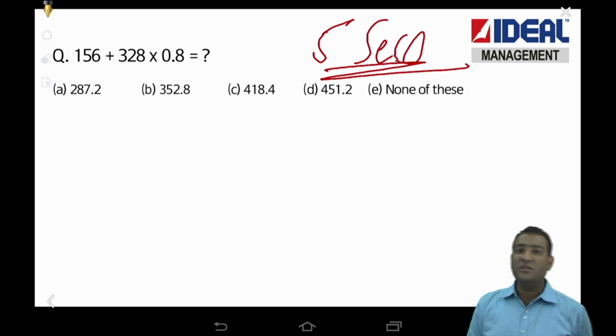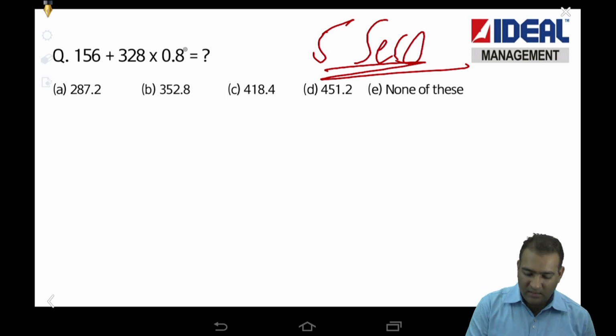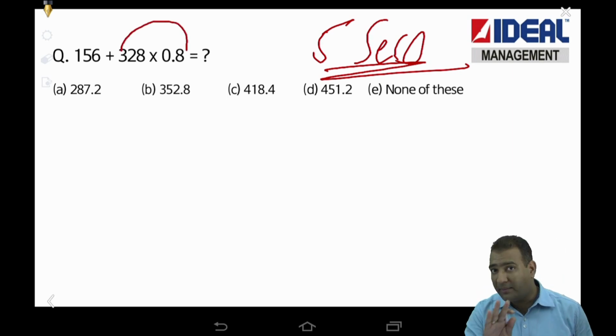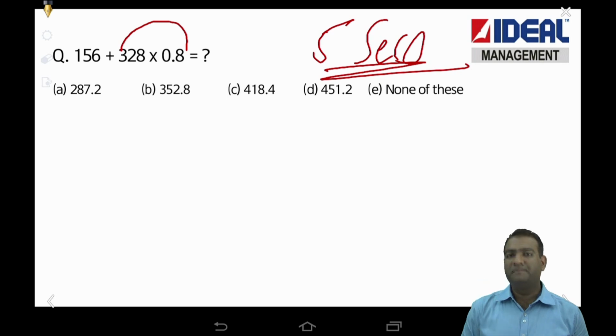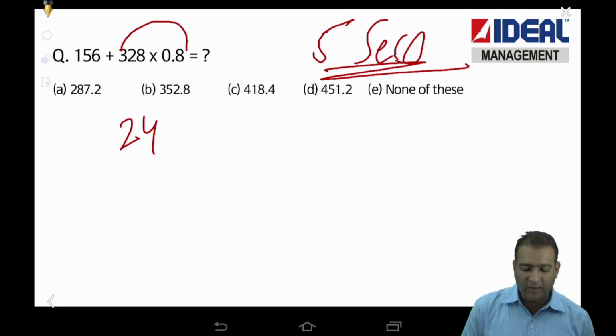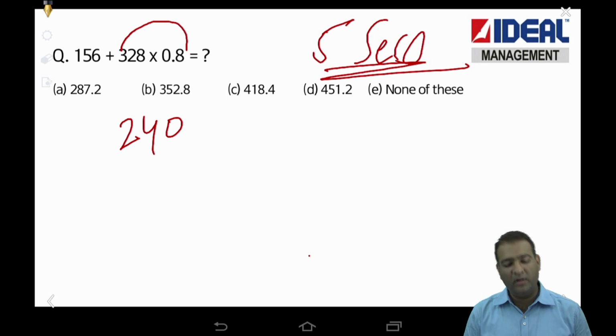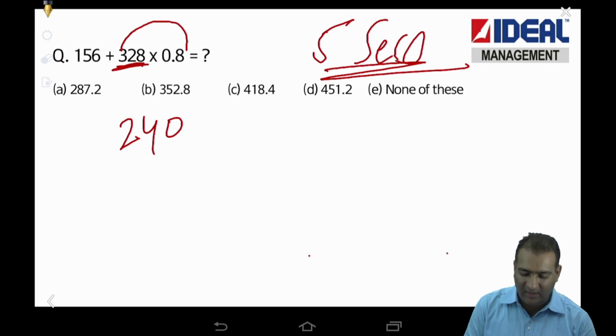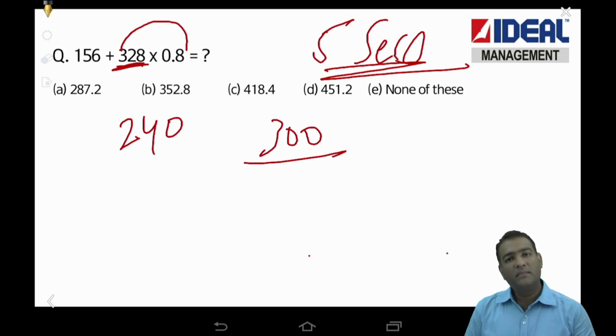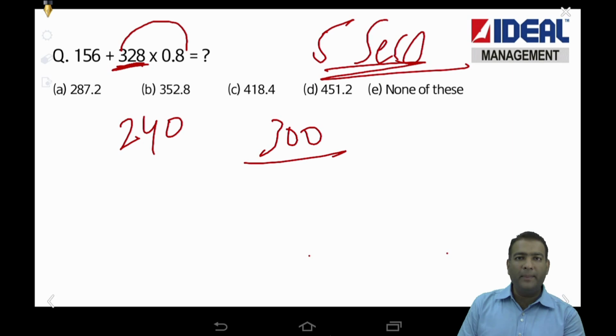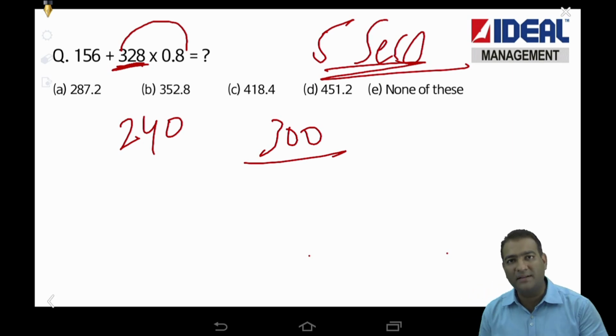I'll tell you another shortcut also for this. So what is 8 threes are? Don't multiply fully, just 8 threes are 24, approximately let me write 240. I hope you are able to understand this. So instead of 328, I have taken this as 300. So it's easier.